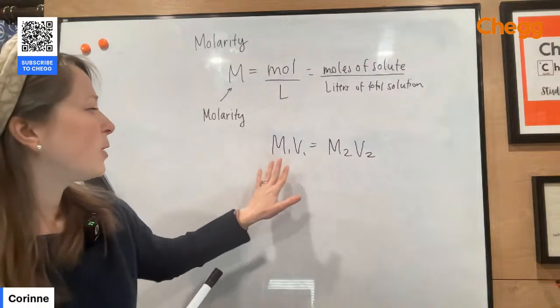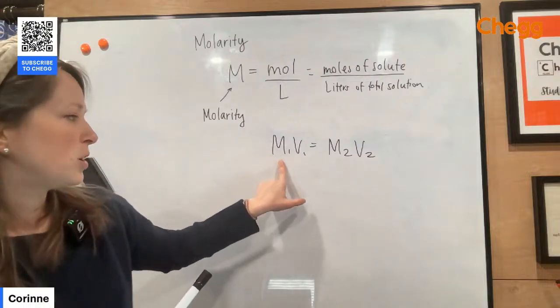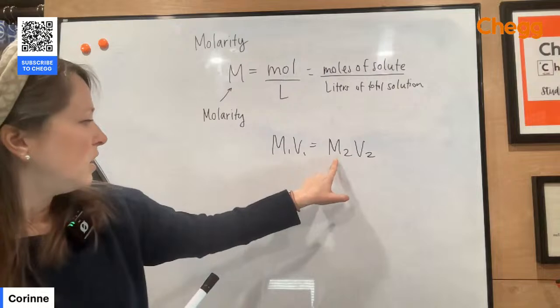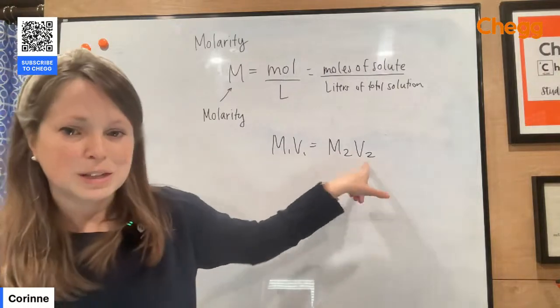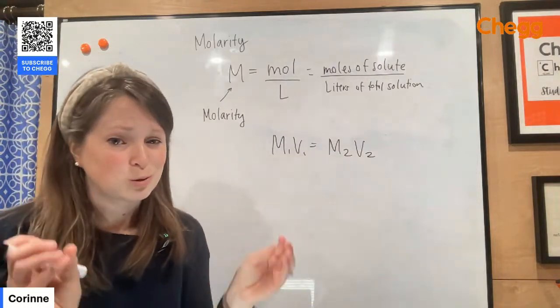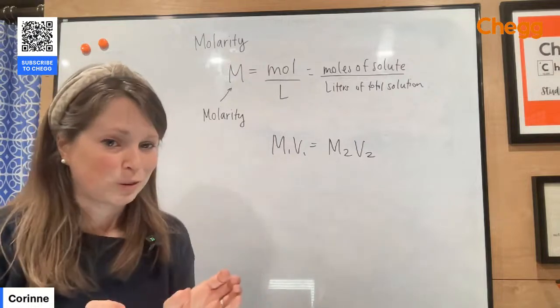So what we can do is we can say, okay, our initial volume times our initial concentration is going to be equal to our new concentration times our new volume, because basically the moles have not changed. So we can write those two equations and set those up so that they are equal to each other.